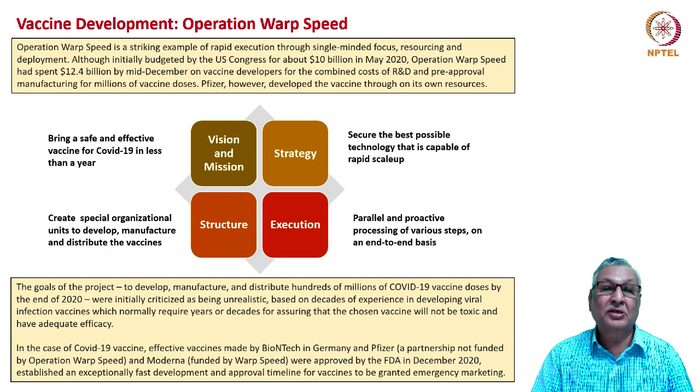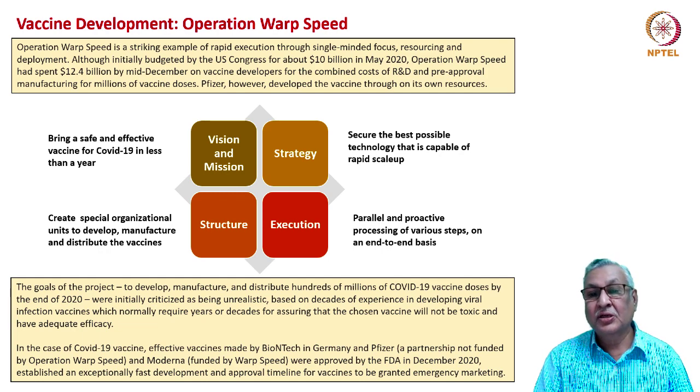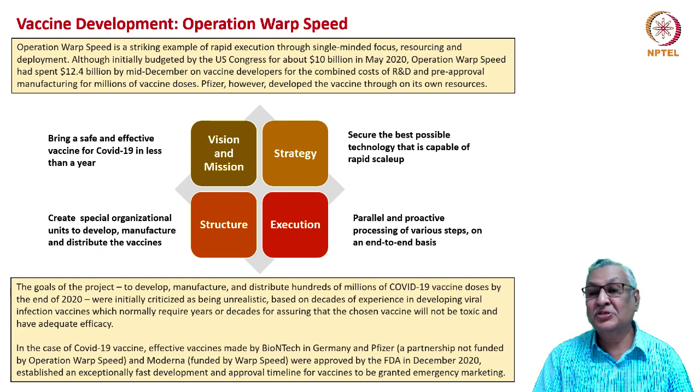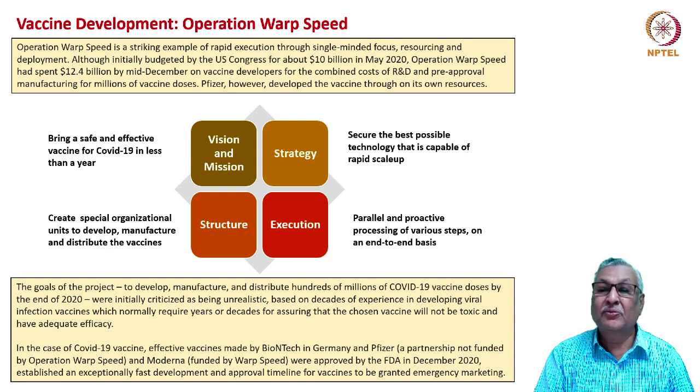What are the key drivers? The key drivers are human resolve and technological innovation. So when you look at Operation Warp Speed, either in India or in the United States, the vision and mission are prompted by a passion to bring a safe and effective vaccine for COVID-19 in less than a year. The strategy was to secure the best possible technology that is capable of rapid scale-up. Some companies decided that mRNA vaccine technology is the best possible technology. A, it has been proven in certain other fields. B, it was capable of rapid scale-up because COVID-19 was seen to be a global pandemic. And if one is able to produce as many doses as possible in millions and billions, that would be helpful for the humanity.